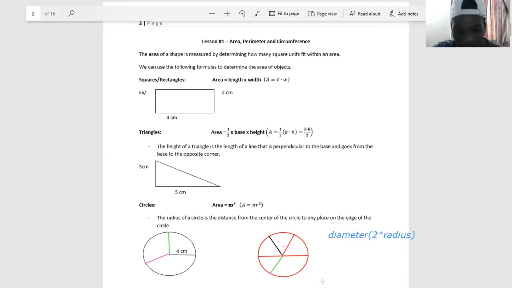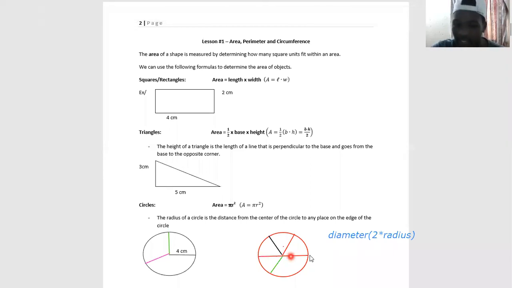And then if we combine these two, this straight line, we call that the diameter. We can't call this one the diameter because it's not a straight line passing through the center. This one is a diameter, it passes straight through the center. This one is a diameter, it passes straight through the center. I hope you understand, guys.